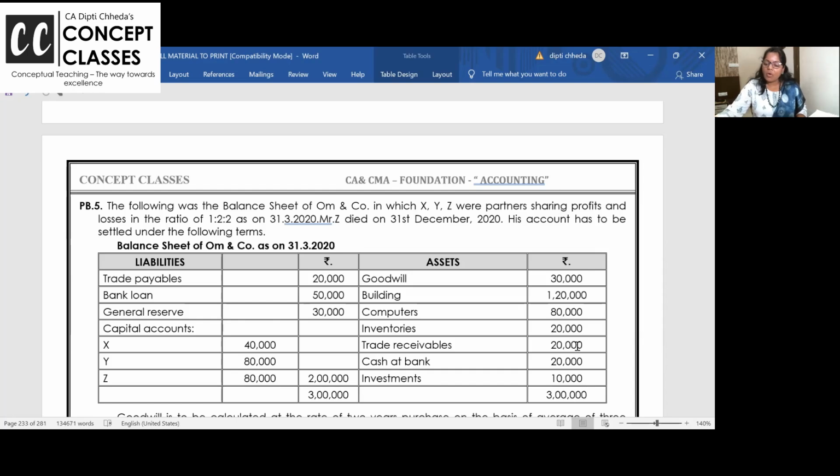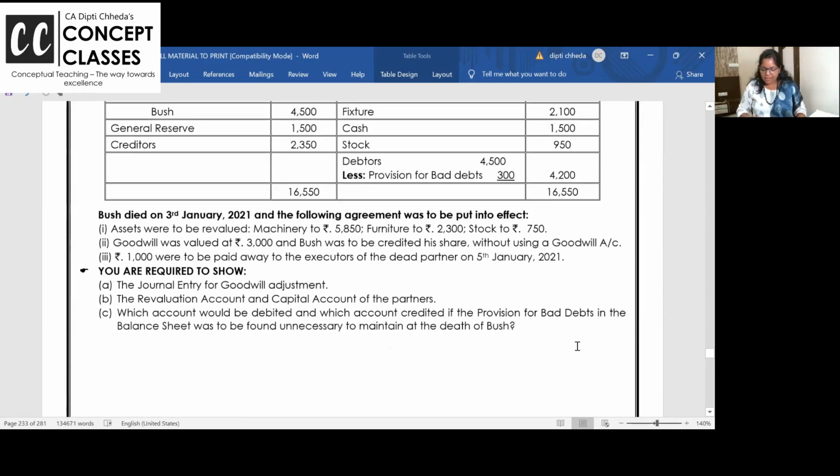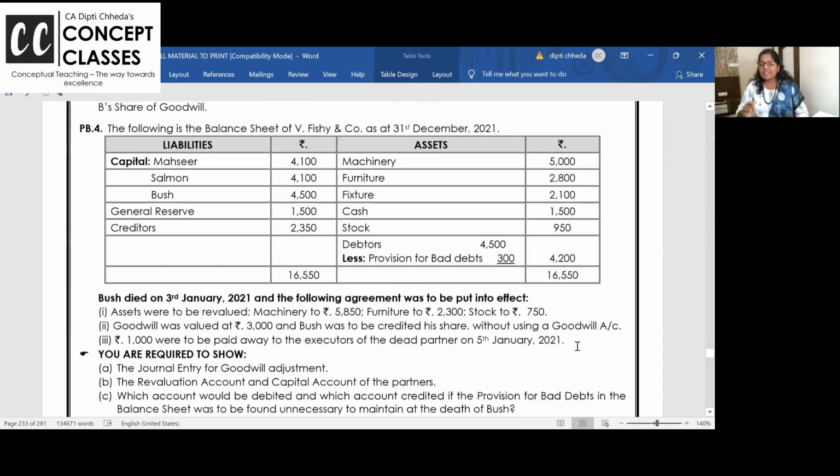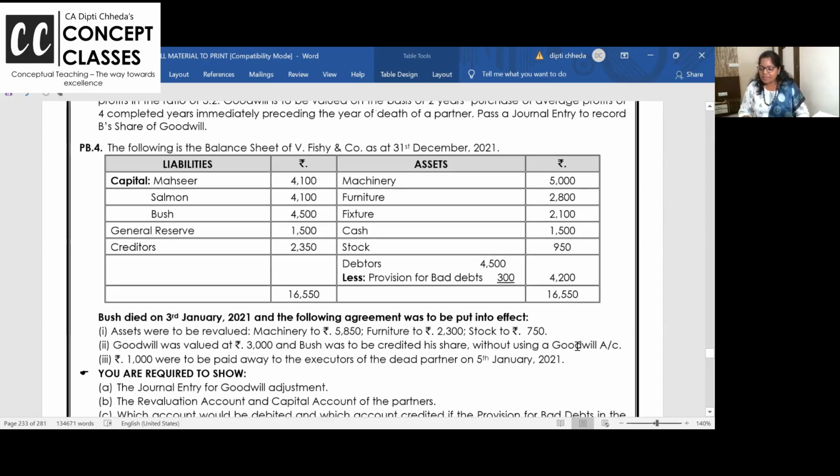Okay, it is preparing all the full accounts just for practice. We will take it in the next class. 4th is homework for today. Following is the balance sheet of V, Fishy and Co. Take it as homework, please. 4th sum. I'm giving all the answers and please show me in the next class. I'm giving answers because there is a time constraint. But no one should just copy the answers. Write it down somewhere, do it on your own and check.